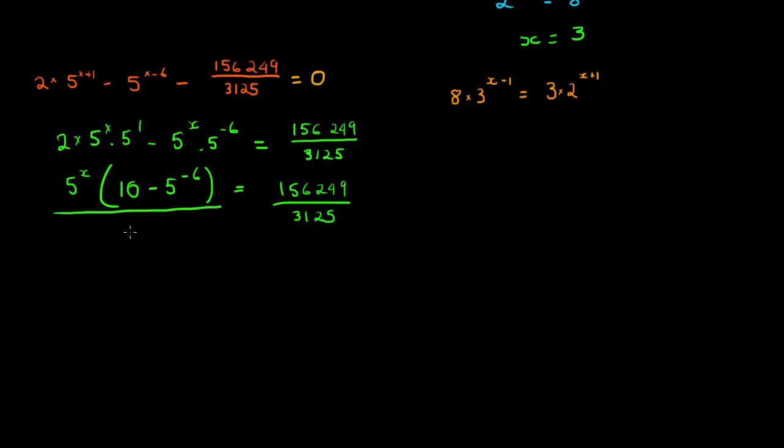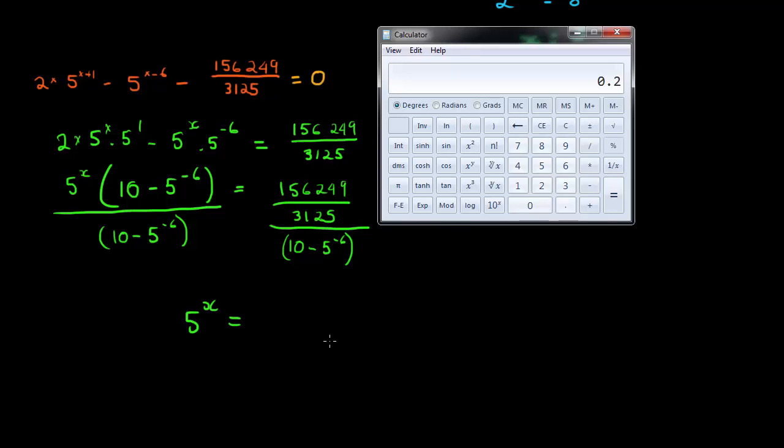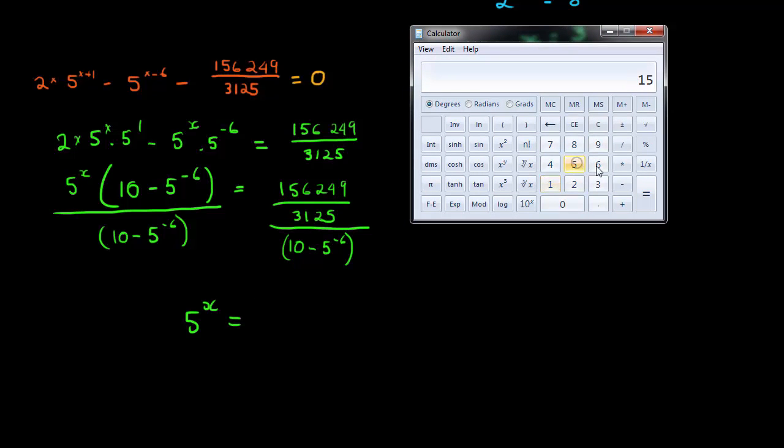And now I'm just going to divide both sides with this expression, 10 minus 5 to the power of negative 6 is equal to that. So I'm also going to divide this with 10 minus 5 to the power of negative 6. When we divide, we only need to divide the numerator or multiply the denominator. So I'm just going to do that. I'm going to have 5 to the power of x is equal to, I'm just going to divide the numerator, and you'll see why, because it's going to give me a nice number. Because I've got 156,249 divided by this answer, and it's in brackets, 10 minus 5 to the power of negative 6.